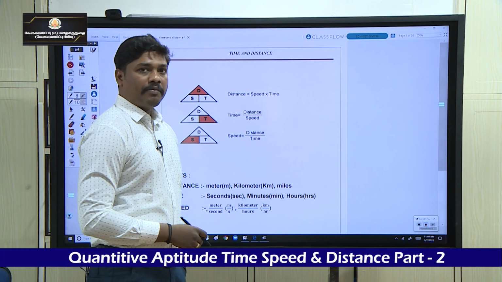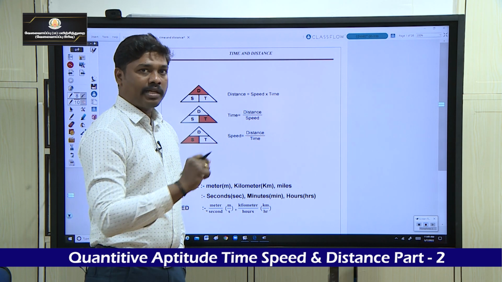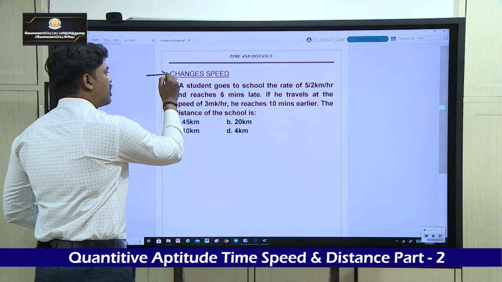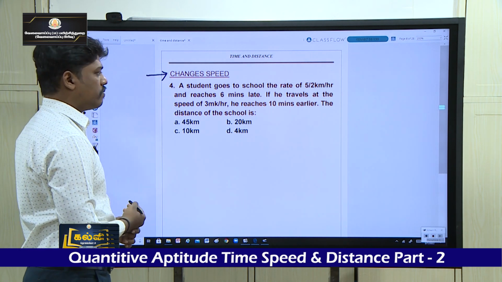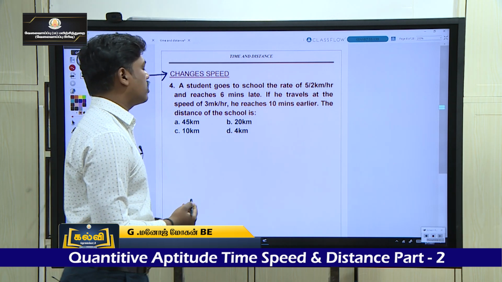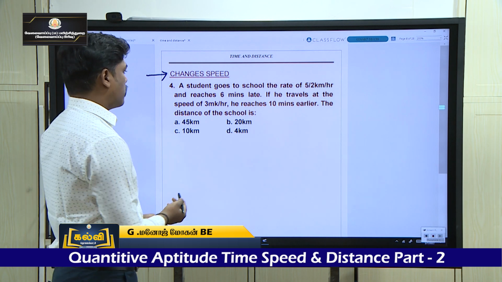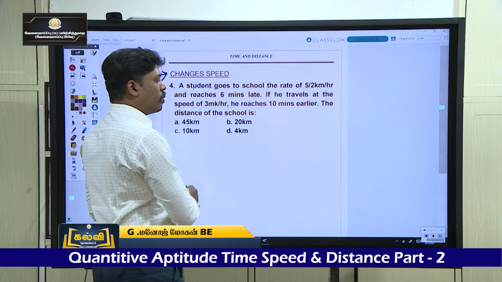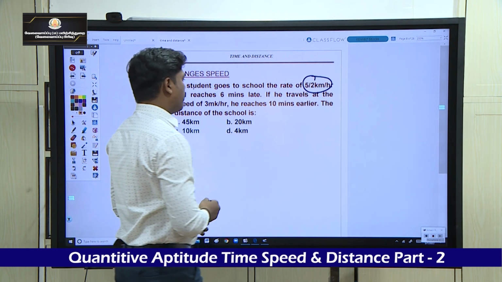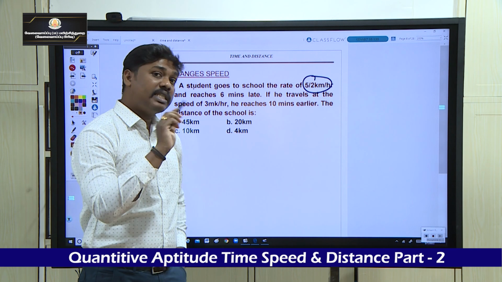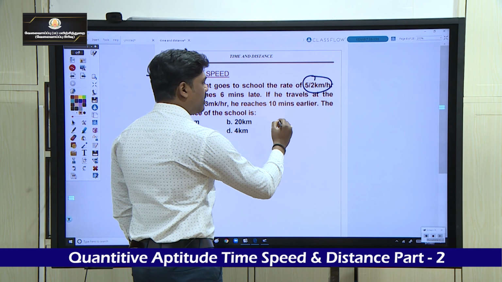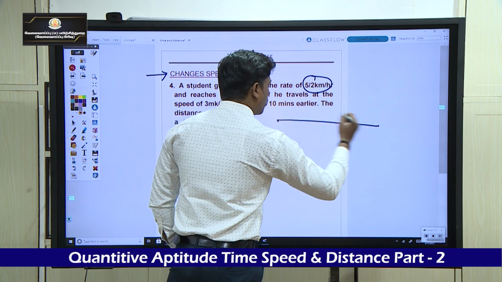So, the topic which I am going to take here is time, speed and distance. Next one here. So, next type is changes speed. When a person changes his speed, then what happens? We can see here. So, here a student goes to school at a rate of 5/2 kilometer per hour and reaches 6 minutes late. So, from his house he is going to school.